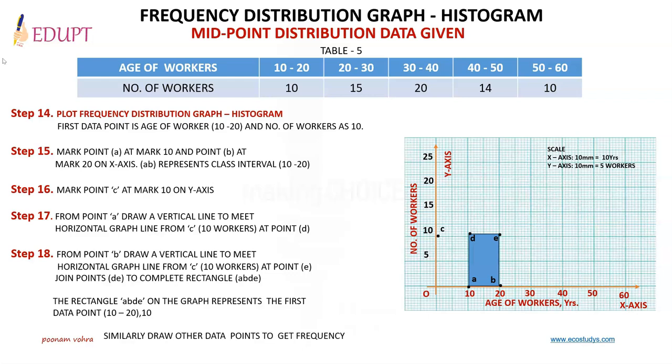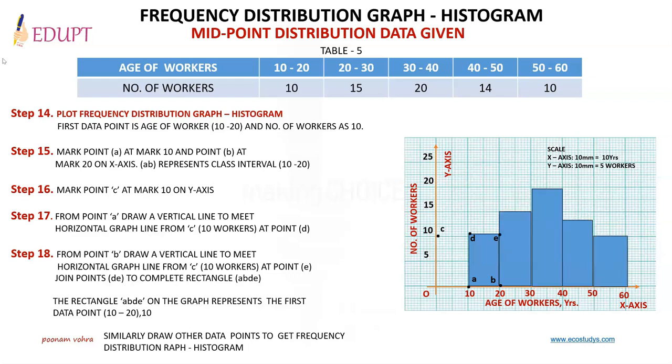Similarly, draw other data points to get frequency distribution graph, that is histogram. So one can keep making bars like that, and that's what one gets. It's a histogram when midpoints are given.